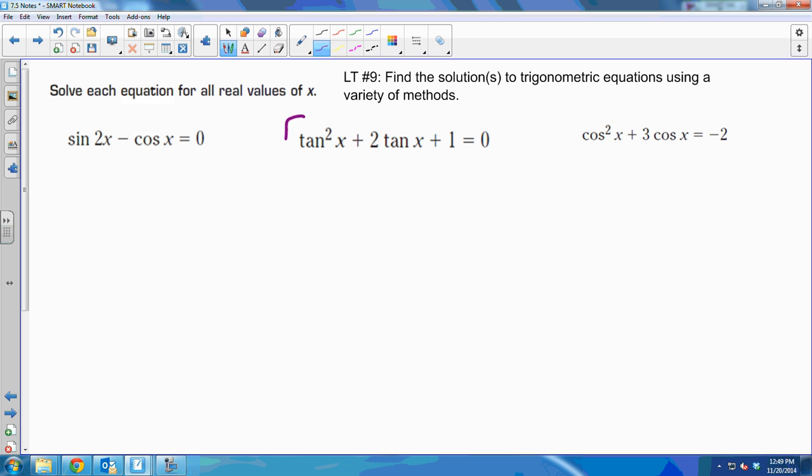On this next one, I've got tangent squared x plus 2 tangent x plus 1 equals 0. It's nice that everything is in terms of tangent. But some of you would think to subtract 1 and then factor out a tangent. If you do that, you can't separate them. That only works when it's set equal to 0. It's called the zero product property. So we have to do something so we still have it equal to 0. You need to think of this as x squared plus 2x plus 1. You can factor that. That one's not hard to do. But instead of having x's, you have tangent x's.